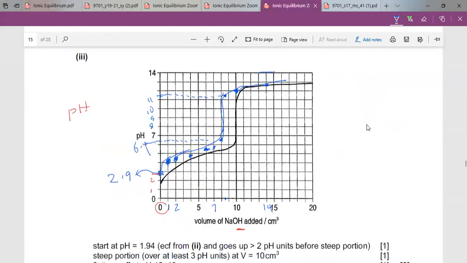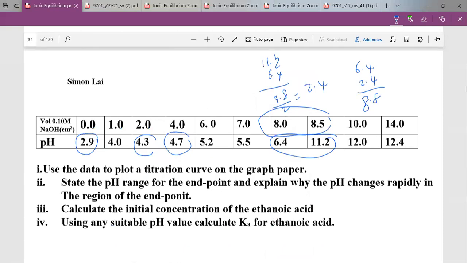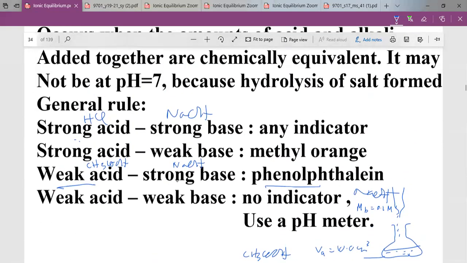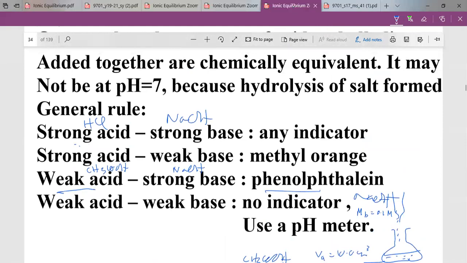So you put 8.8 here, about 9 here. You draw the line here and dot here, then go down here, and this will be your end point. It's around 8.5. So this is how you plot the graph and how you determine the end point if you're not given the end point, which is the volume of your NaOH added. Now you can see the S curve, isn't it? You can do this later.